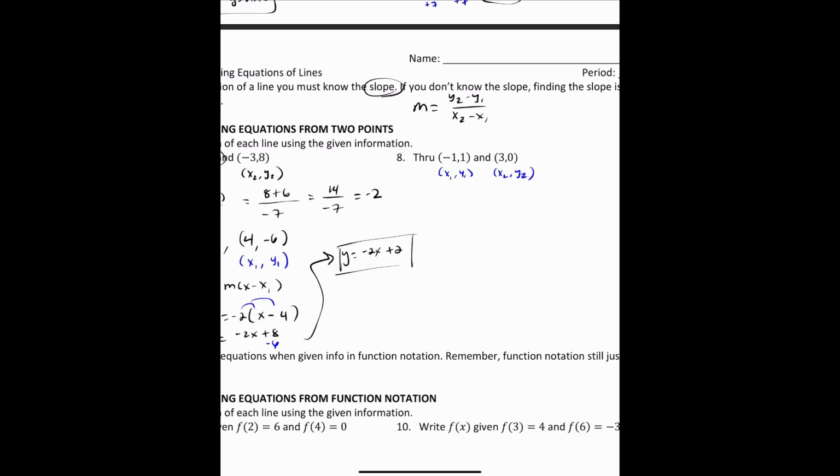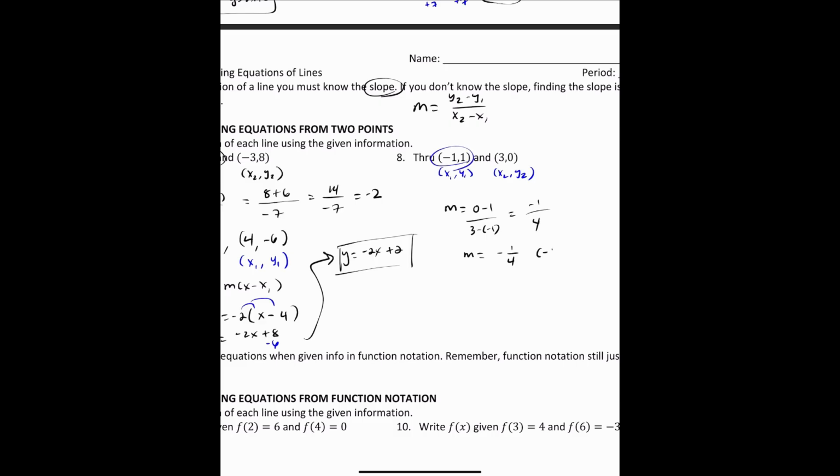okay? So m equals 0 minus 1 over 3 minus negative 1. 0 minus 1 is negative 1, and 3 minus negative 1, that's essentially 3 plus 1, so that's 4. So your slope is m equals negative 1 over 4, okay? And then we're going to go ahead and pick one of the 2 points here. What I'm going to choose is this one over here, okay?